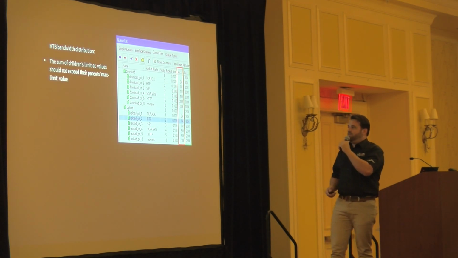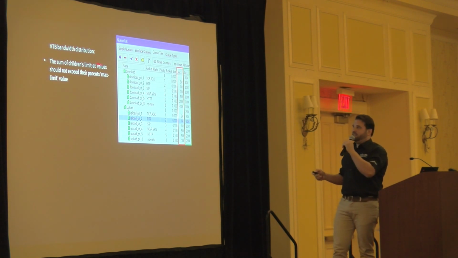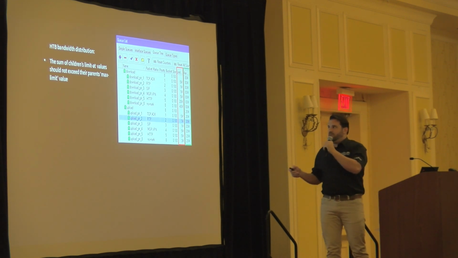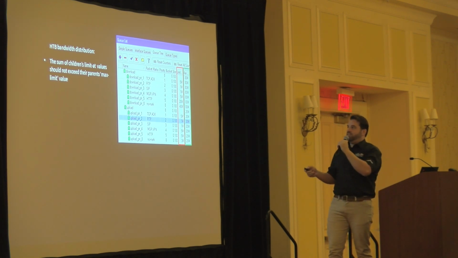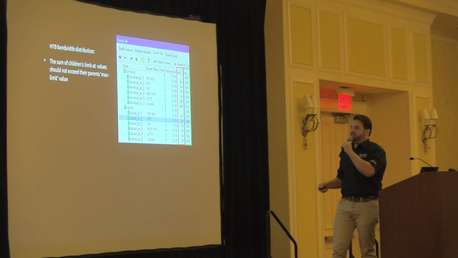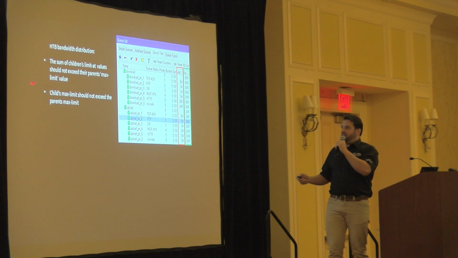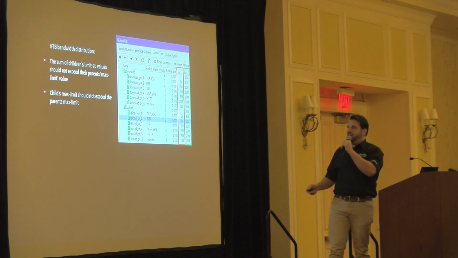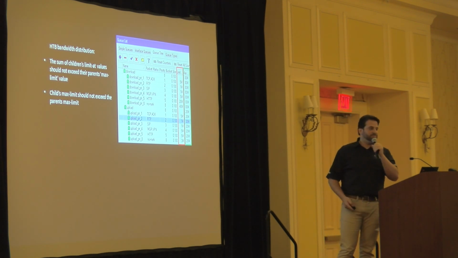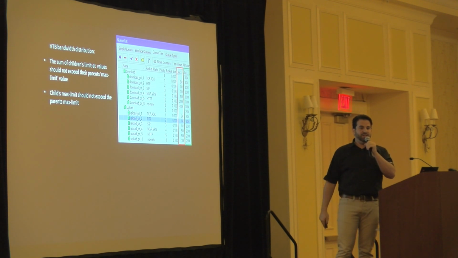So the bandwidth distribution with HTB is the sum. Here's the rule for setting the limit at values. Here's our limit at values. It's in the red. The sum of all children's limit at values should not exceed the parent's max limit value. The child's max limit should not exceed the parent's max limit. So don't exceed the parent's max limit in any case.